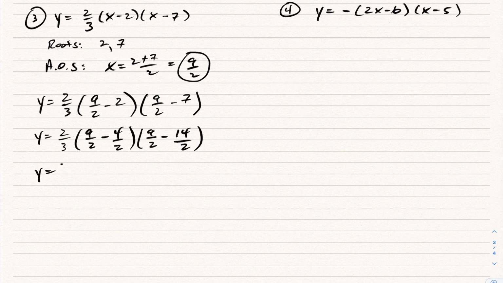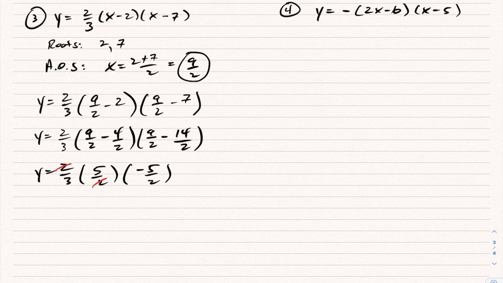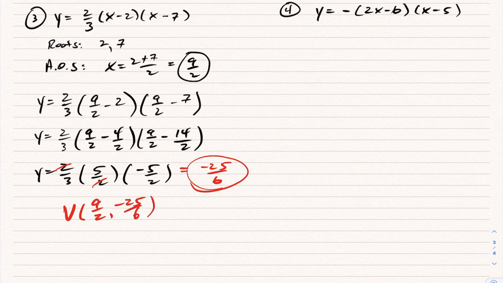And now going through our BEDMAS rules, we're going to take care of brackets first, in which case I get 5/2. And 9 minus 14 is going to give me negative 5/2. So now we have the product of three fractions, so we want to reduce where we can. At least these 2's will cancel, and this will reduce to become negative 25 over 6. So it wasn't as bad as it seemed. So the vertex of this quadratic is going to be 9 over 2 and negative 25 over 6.